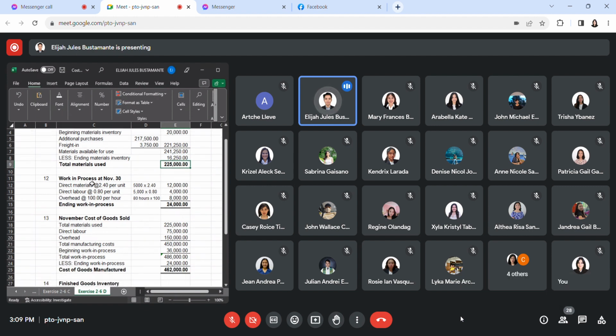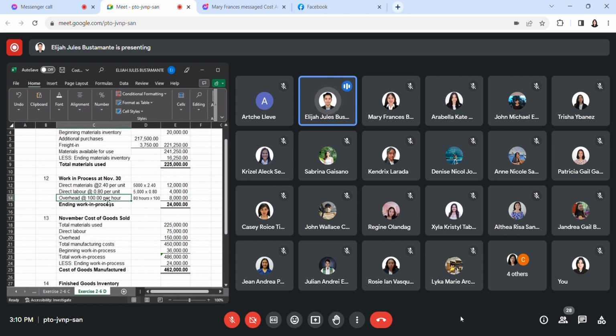So for number 12, we are looking for the work in process at November 30. As you can see, the direct materials is at 2.40 price per unit. So 5,000 times 2.40 equals 12,000. So for direct labor at 0.80 per unit, same 5,000 times 0.80, total of 4,000.